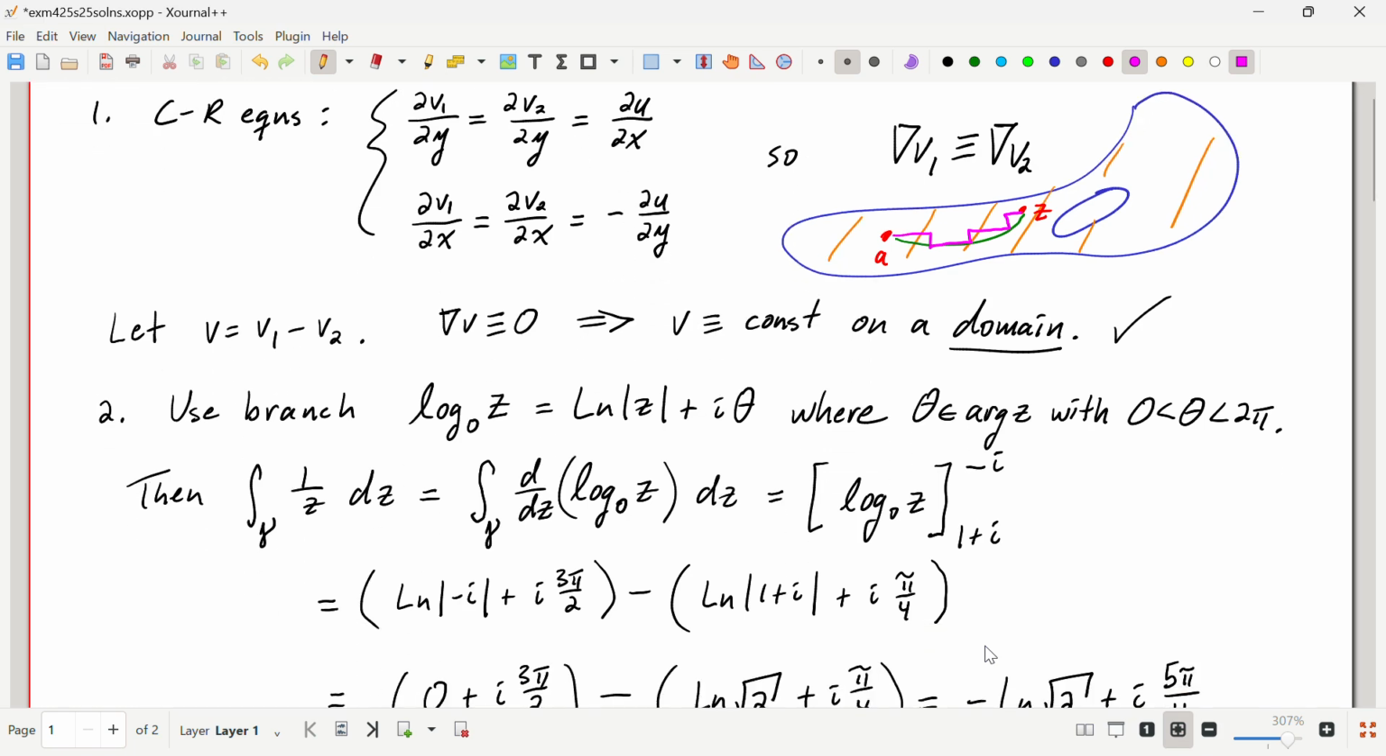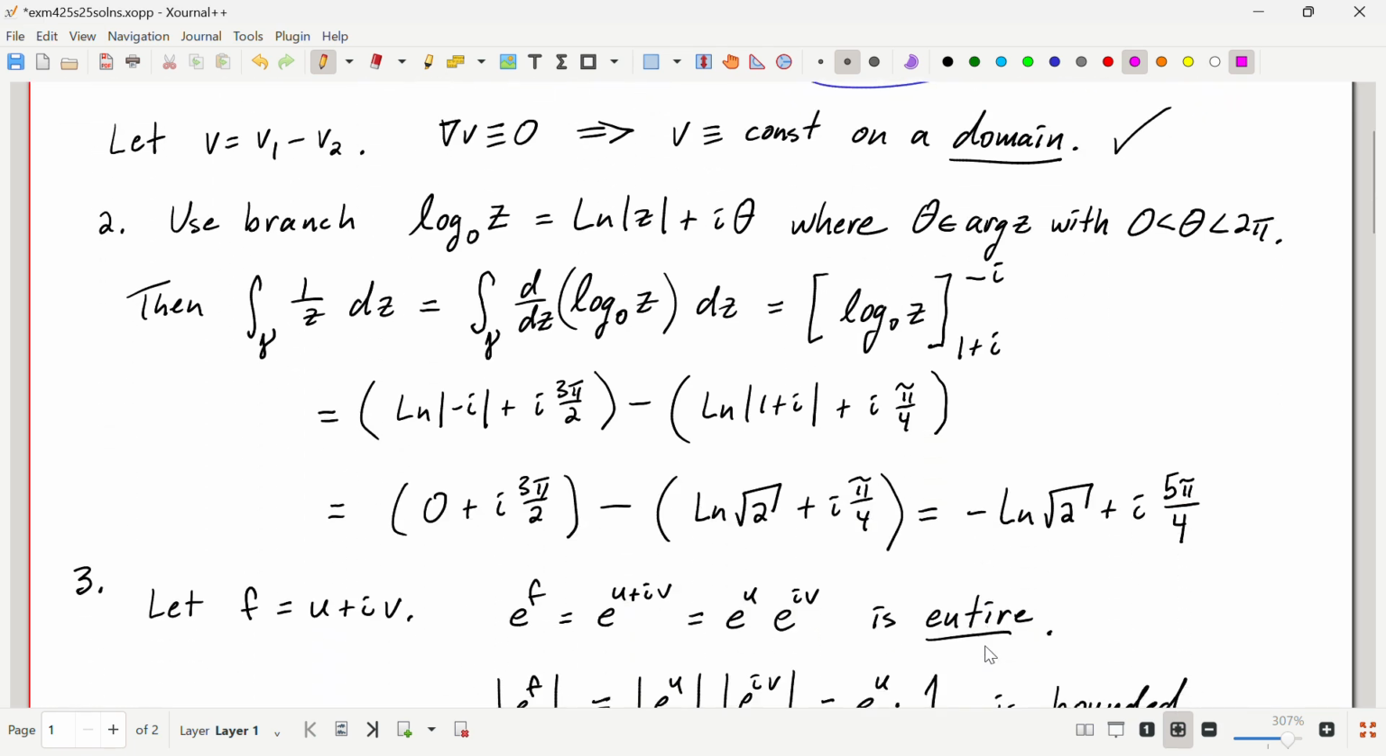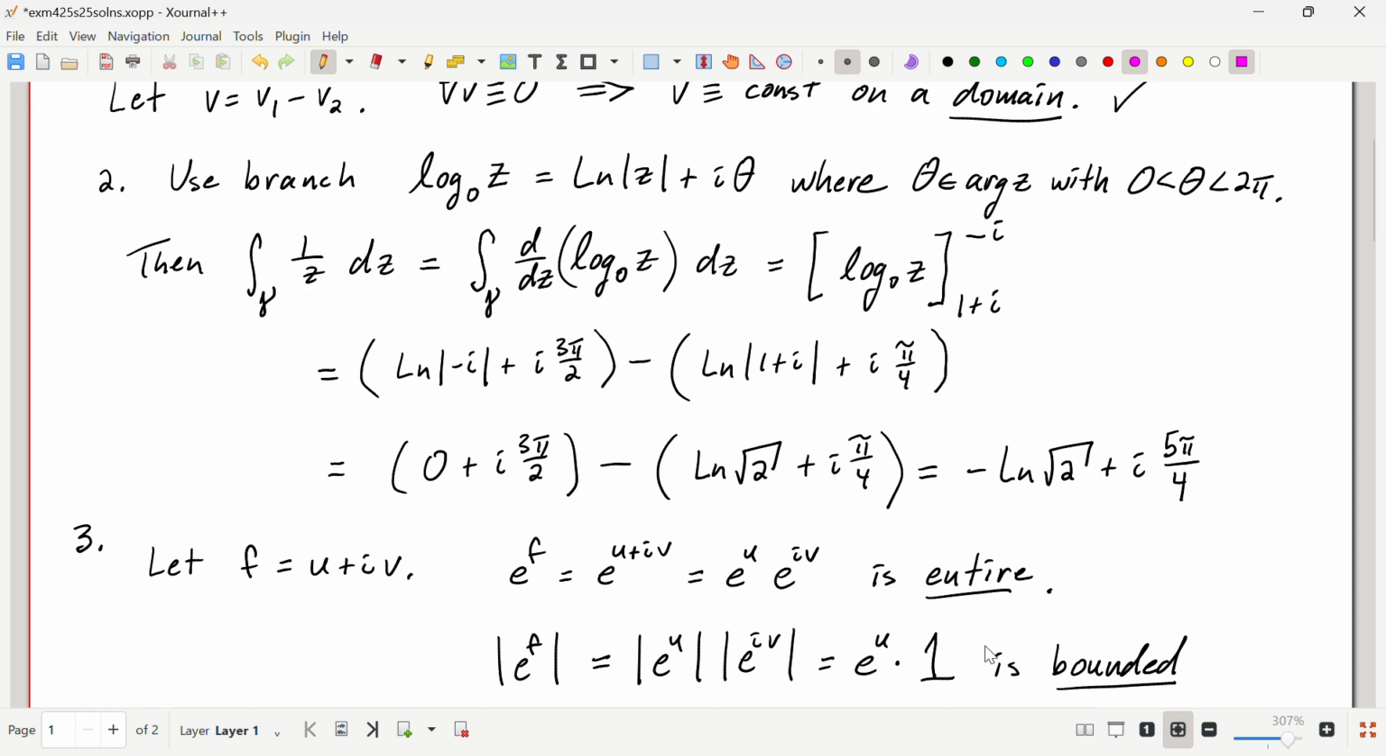The next problem was about calculating an integral. We're going from 1 plus i to minus i. So in the plane, 1 plus i is over here, and minus i is over here. And what are we missing? Are we missing the real line? The positive reals. So we're not allowed to go through 0 or the positive reals.